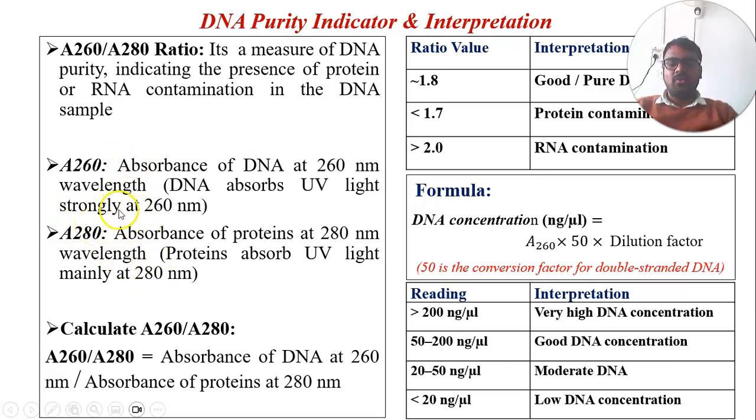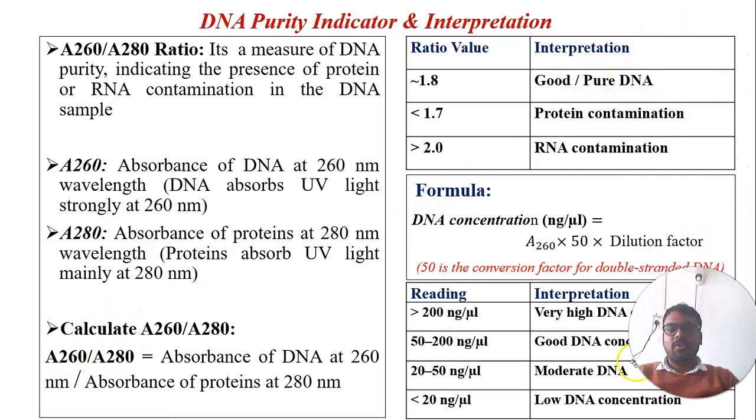If we calculate this ratio, we get to know whether the DNA is contaminated or pure. Since DNA absorbs more at 260, we prefer a higher value at 260 than at 280. When you calculate the ratio, if it is near 1.8, then you can say the DNA is good or pure. If the value is 1.7 or less, there are chances of protein contamination, and if the value is more than 2.0, there will be chances of a high amount of RNA contamination.